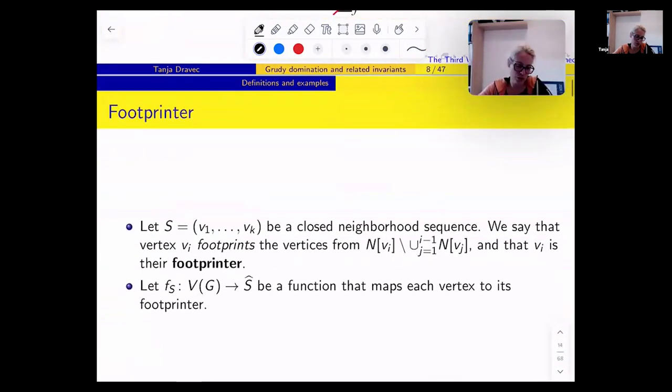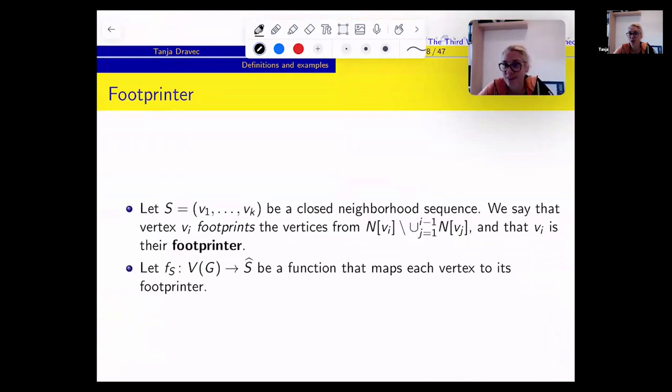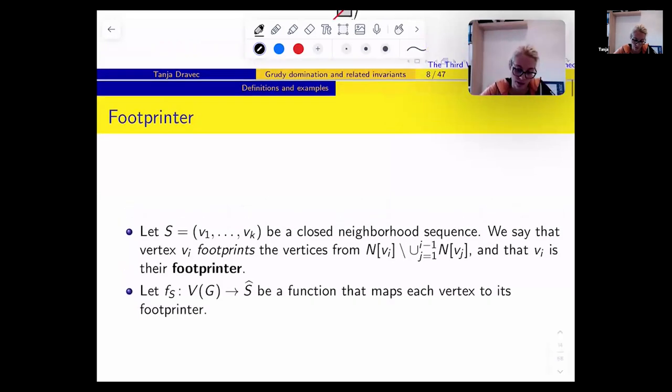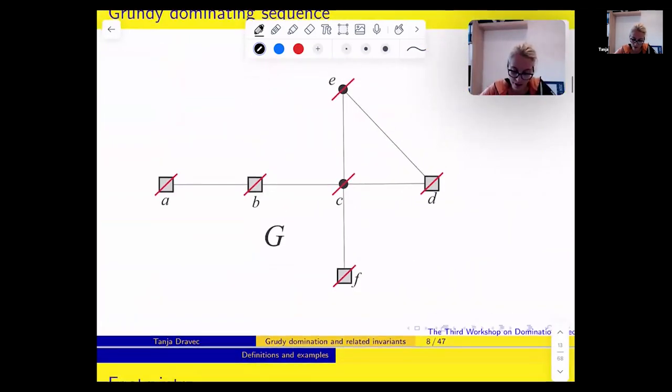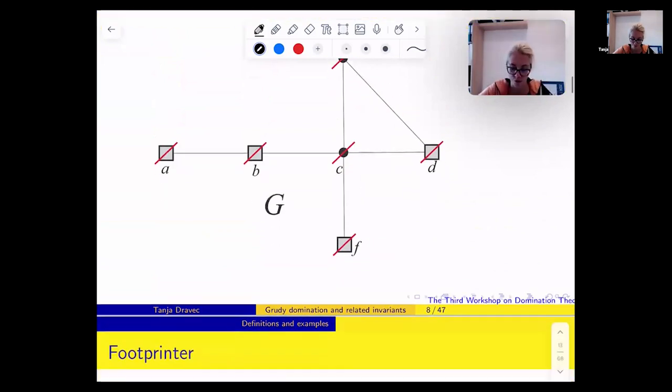I will also use the term footprint. If I have a sequence of vertices v1 up to vk, then we say that vertex vi footprints the vertices that are dominated by vi, but were not dominated by previous vertices of the sequence. So returning here, the last vertex D that was added to the sequence footprints D and E, because C was already dominated before.